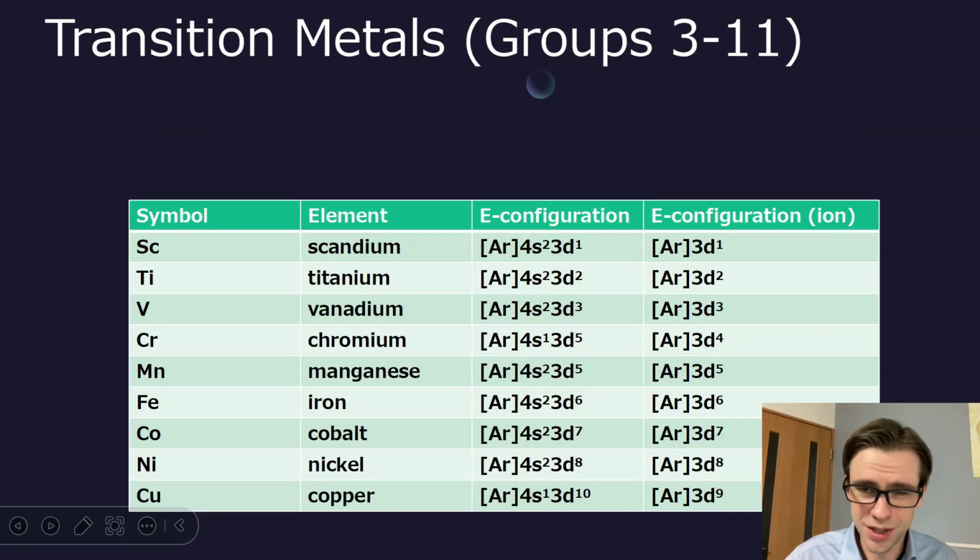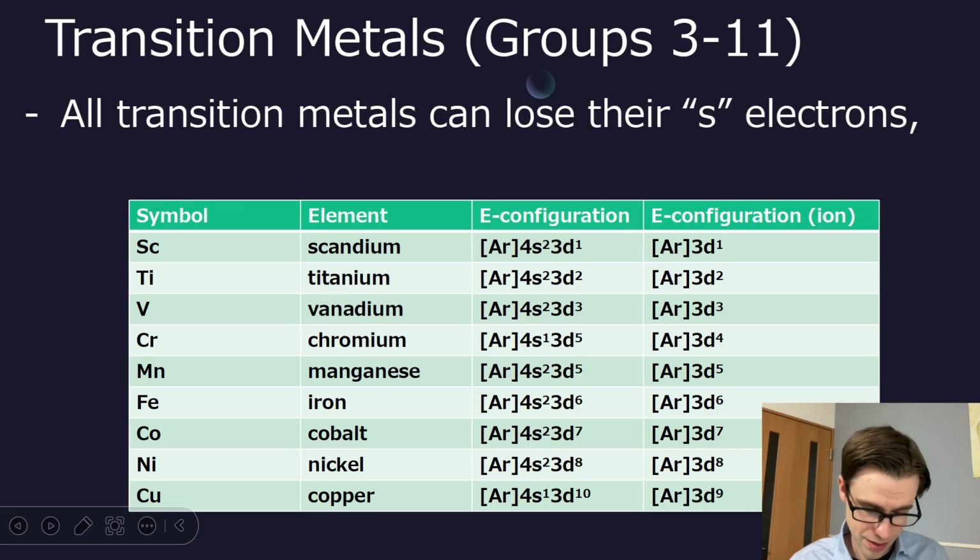Okay, so I do want to talk a little bit about transition metals before I finish this video. The transition metals are groups 3 to 11 in the middle of the periodic table. So all transition metals can lose their s electrons. And also zinc is not included here. Zinc is group 12. It can also lose its s electrons to become a cation and form ionic compounds.